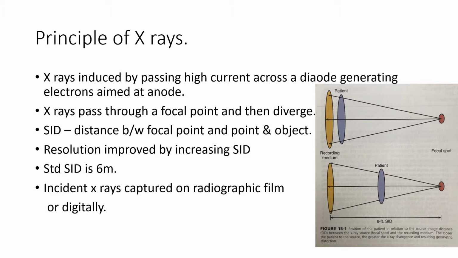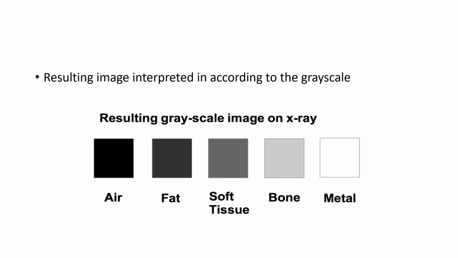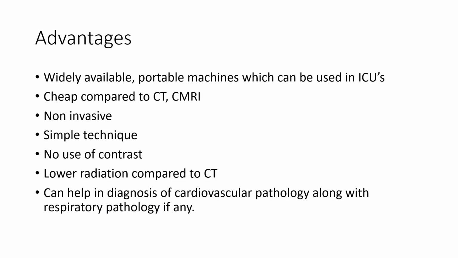It's a conventional standard to take the SID as 6 feet. The incident X-rays are then captured on a radiographic film or digitally. The resulting image is converted to a grayscale and then interpreted accordingly, with air being dark, that is black, and metal being white. And in between, there are various shades of gray for fat, soft tissue, and bone.